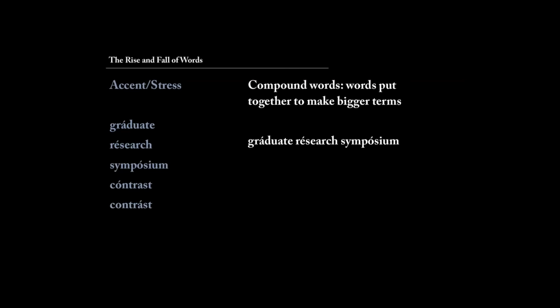If we want to put some words together, then we can get bigger words, which we call compound words. For example, graduate research symposium. And this one has accent too. It's got one accent on each word, but the one in the middle on research is the strongest. We can also use accent to know that I'm talking about hot dogs, something that you eat, rather than hot dogs, dogs that are hot.